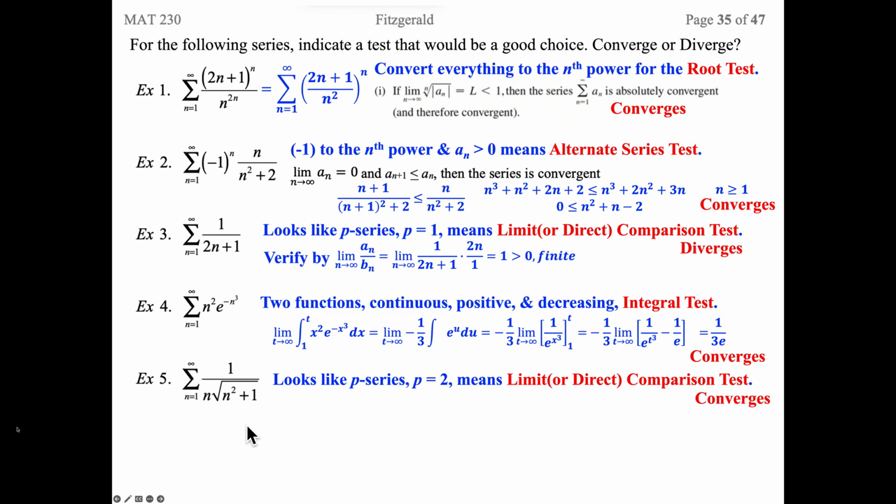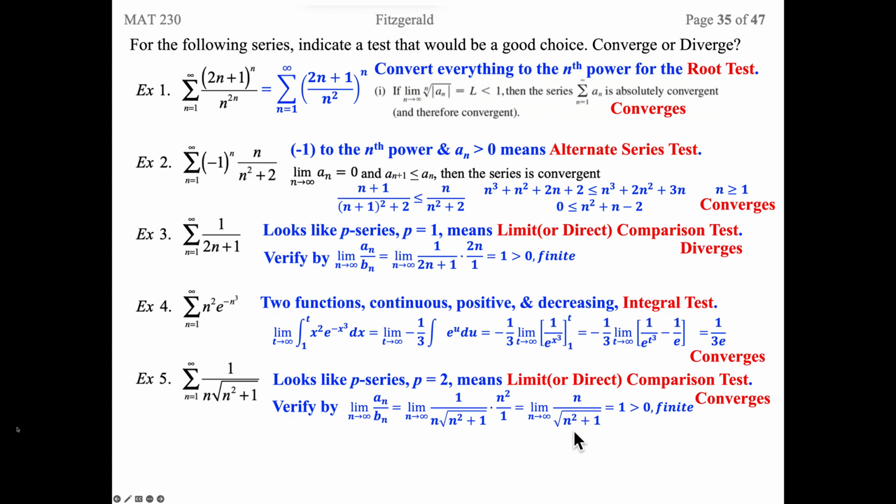Now I have to do a limit or a comparison because I'm in the square root. This is looking ugly. I'm going to do the limit test. So a sub n, 1 over n times the square root of n squared plus 1. My comparison was 1 over n squared, so I multiply by its reciprocal instead of dividing by it. Multiply the n squared to the top. That n will cancel into the n squared, leaving me an n.